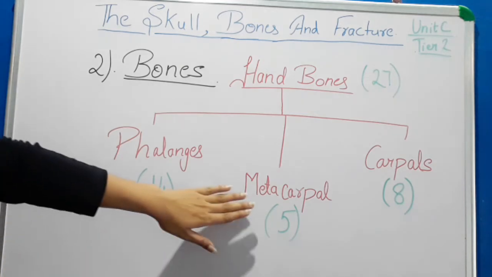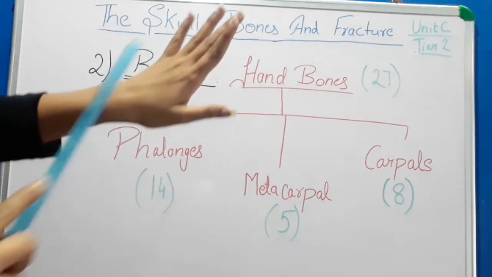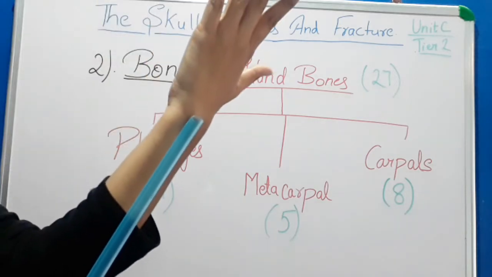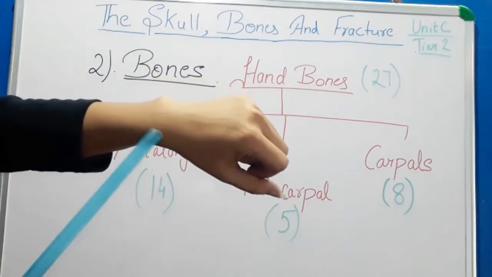Now the second bone is the metacarpal. These are the bones which connect the fingers and our wrist. The fingers and the wrist. And the next is carpals, that is the wrist.